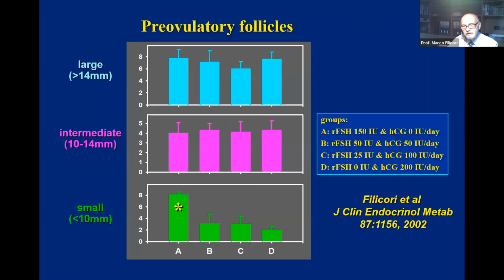Preovulatory follicles, as I told you, what happens if you only give LH activity in the form of low-dose HCG, which is groups B, C, and D here. We see that small follicles decline, but there's no negative impact on large and intermediate follicles, as I told you before. So in the last few days of your stimulation, you don't need FSH activity if you give low-dose HCG or any other form of LH activity.